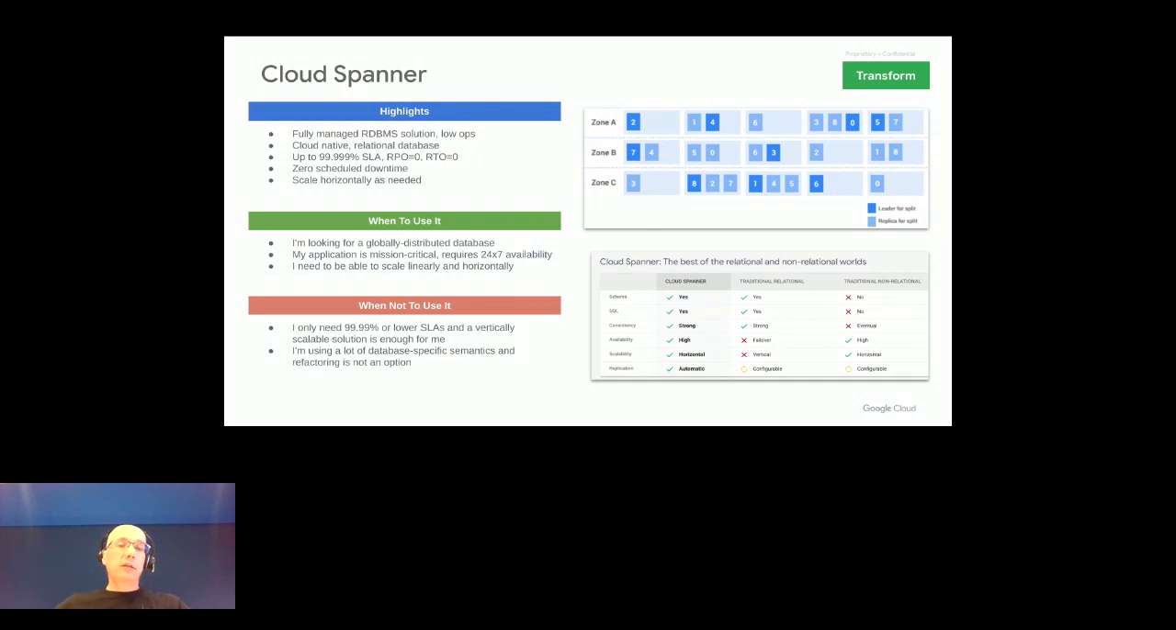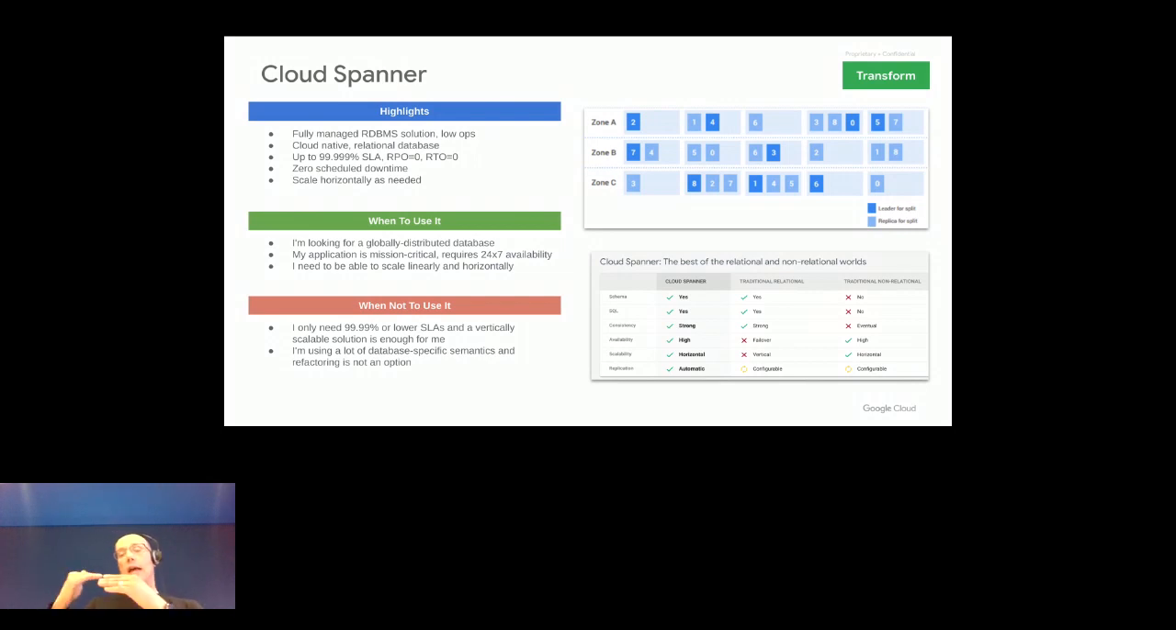The other use case is, given the fact that we can support such a high SLA, it is intended for highly or mission critical applications, or you really can't experience any downtime. You need the application to run 24/7. I absolutely cannot sustain a single second or a single minute of downtime. That is a perfect use case for Cloud Spanner. And you need to be able to scale up linearly and horizontally, which is an important aspect.